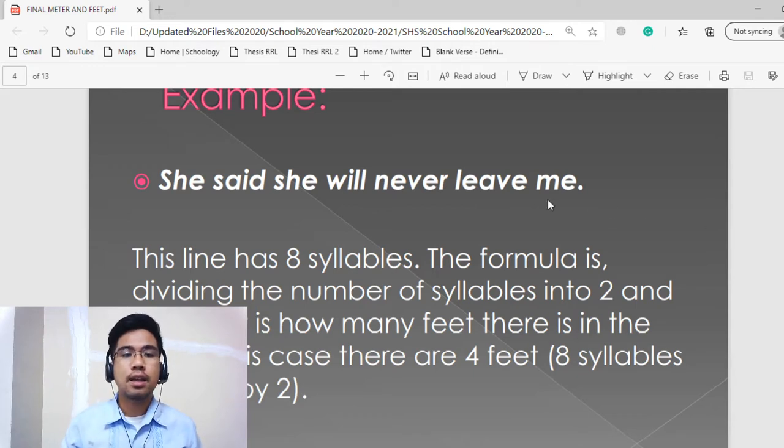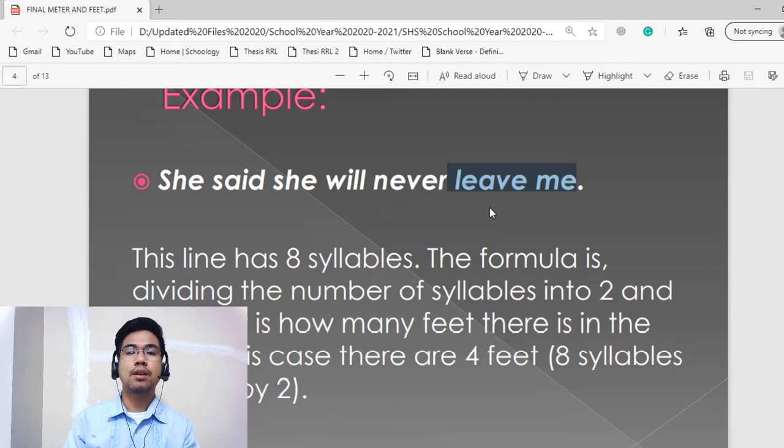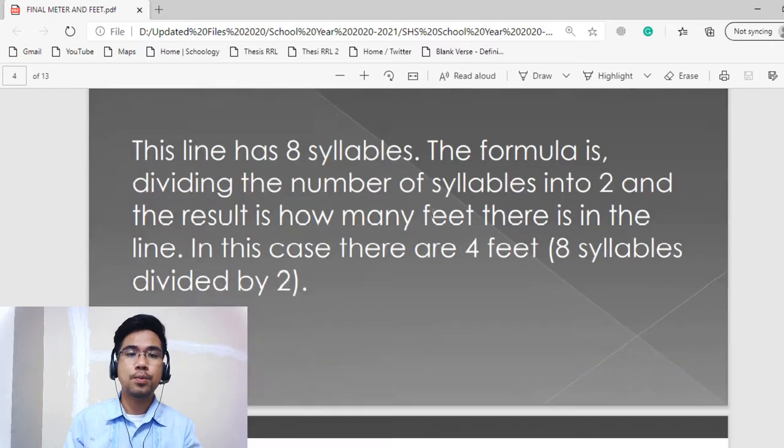Okay? "She said," this is the first pair. "She will," the second pair. "Never" is the third pair. "Leave me" is the fourth pair. All right? What we are talking about now is what we call the meter according to number of syllables. Okay? I hope you get that.